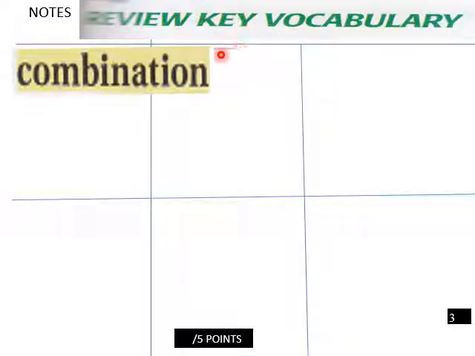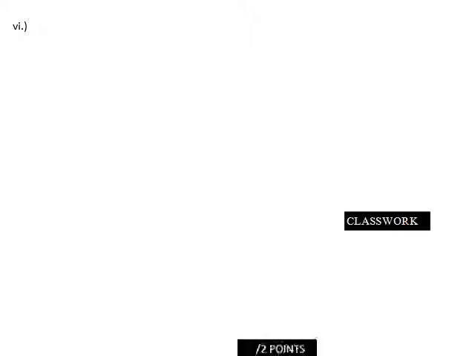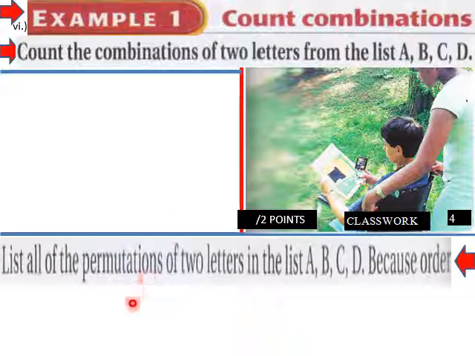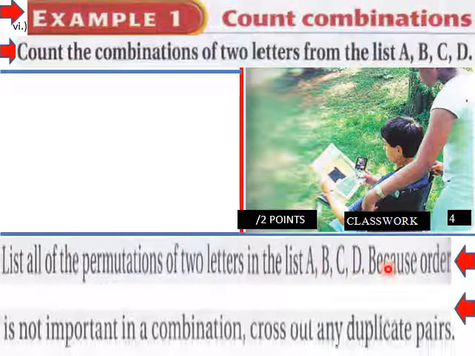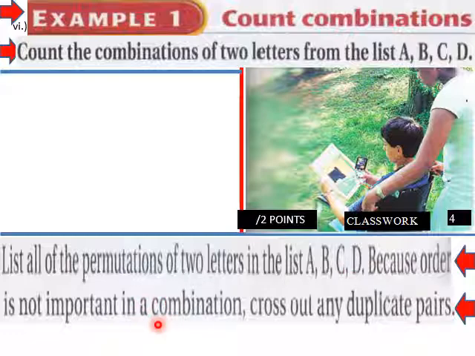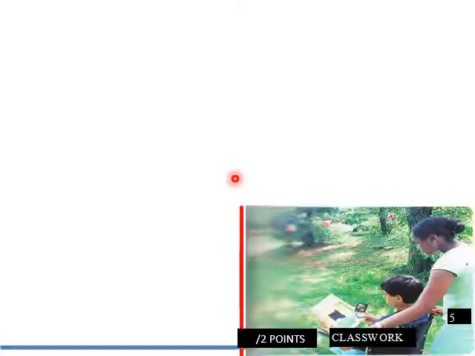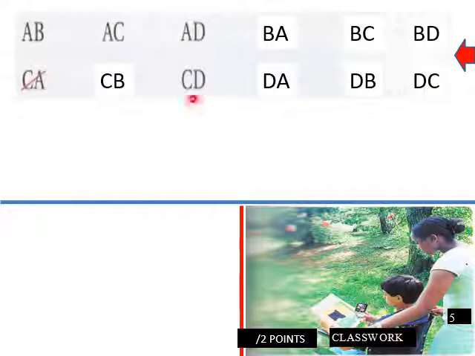Combinations. Now, students, in your own words, define combination. Example 1, count combinations. Count the combinations of 2 letters from the list A, B, C, D. List all the permutations of 2 letters in the list A, B, C, D, then cross out pairs, because order is not important in a combination.